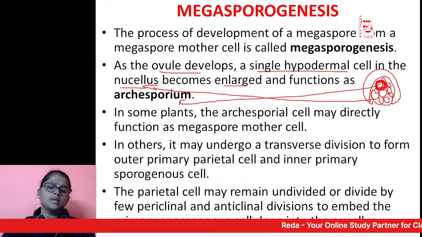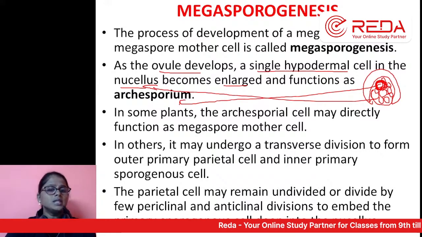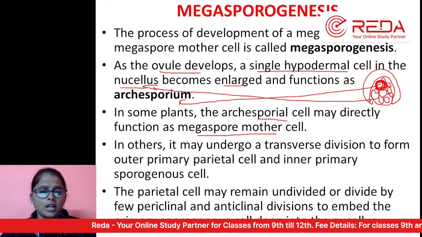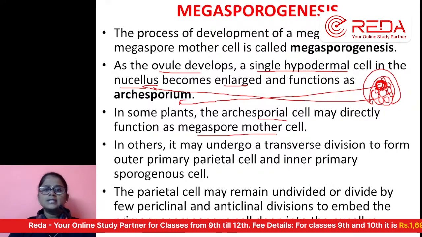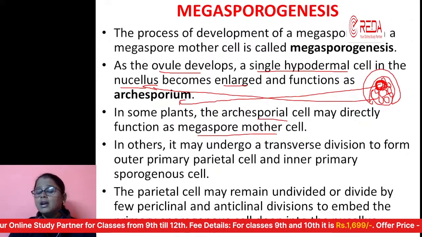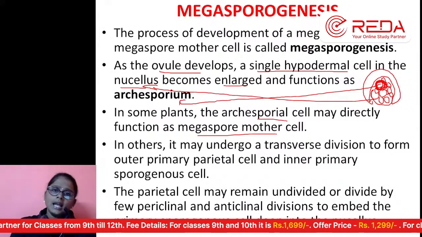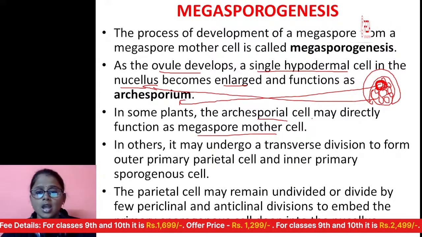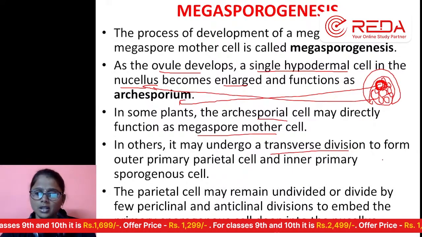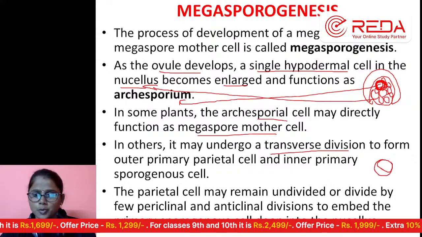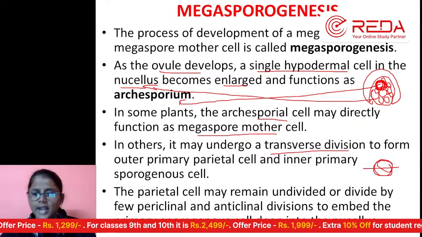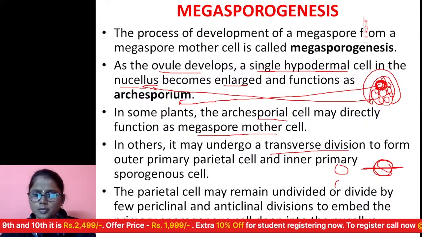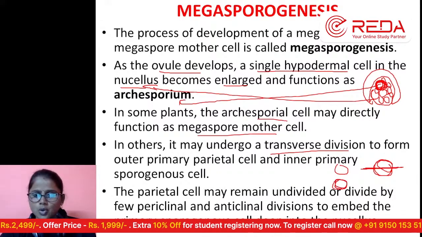So that cell you are calling the archesporium. This archesporial cell may directly function as a megaspore mother cell, without any divisions, and start producing the megaspore. Sometimes, in other situations, they go for a transverse division. The archesporial cell divides transversely, and they become two cells.